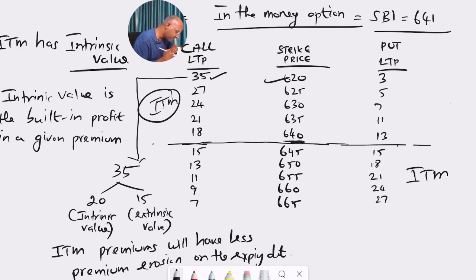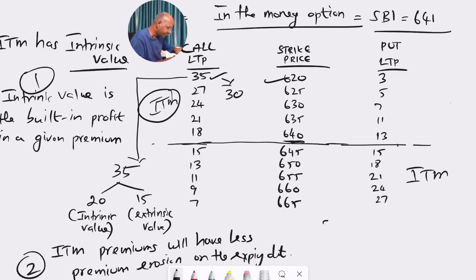So for example, in our case, on the day of expiry, the 620 call option trading at 35 maybe can fall to 30 rupees because the 20 rupees profit will remain the same and the remaining 15 rupees may erode to, let's say, 10 rupees. So collectively it becomes 30, right? So the important point is in the money premiums will have less premium erosion on the day of expiry because of the intrinsic value that is already built into it. Right, important point. This is point number 1.